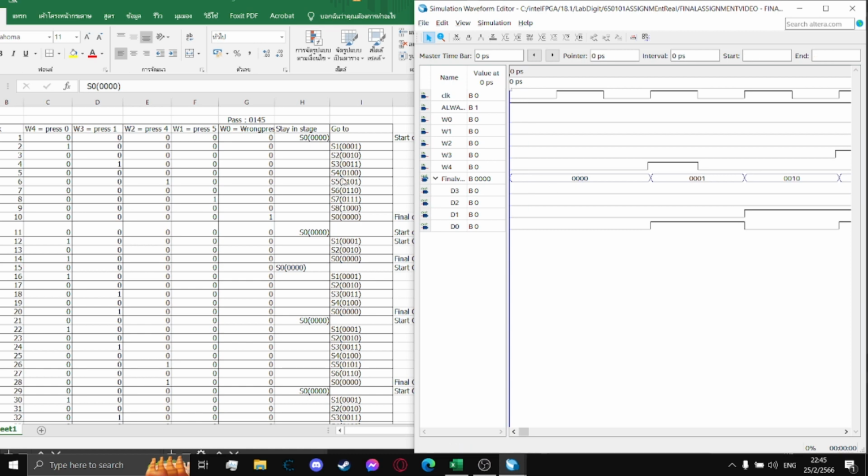Like this. In the start, clock 0, they will stay in state 0, and then clock 2, press 0 or W4 inside, then they will go to state 2 immediately.